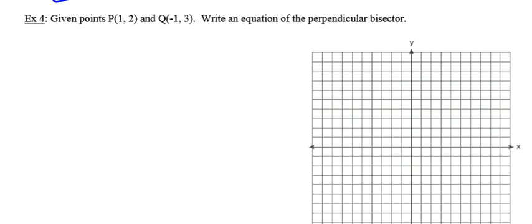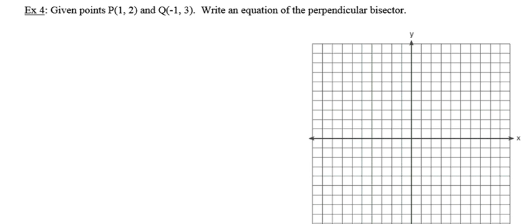This one says, given points with coordinates 1, 2 for point P and -1, 3 for point Q, write an equation of the perpendicular bisector. Well, again, the very first thing that I'm going to do is go ahead and plot those points on my coordinate plane. So there's the segment that I'm trying to find my perpendicular bisector for.